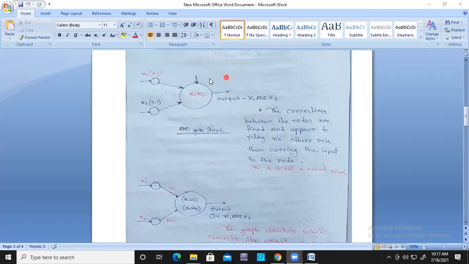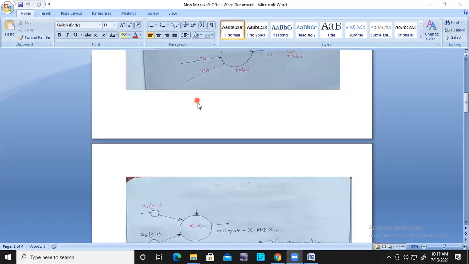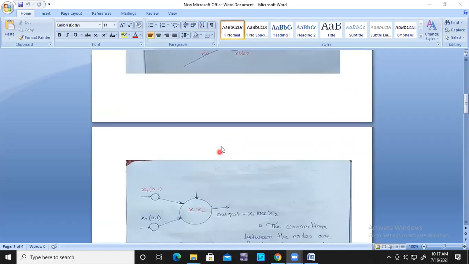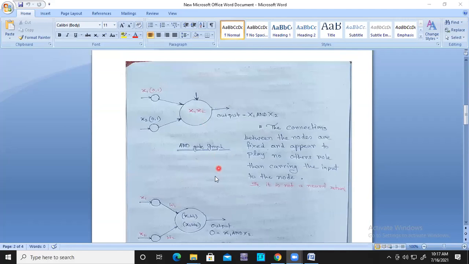This is a normal AND gate graph, but you can't say this is a neural network. If you look at it, it looks like the same thing, but actually it is not a neural network. Why is this called a graph but not a neural network? Because from the definition and these features, the connections must have some direction, and yes, here is some direction, but it is not weighted. That's why it is not getting any neural network aspects. It is not getting any credit as a neural network because it is not weighted.